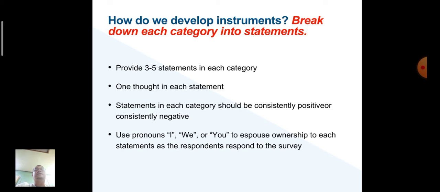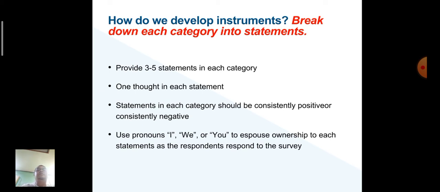The answer is by breaking down each category into statements. We provide 3 to 5 statements in each category. There should only be one thought in each statement. And statements in each category should be consistently positive or consistently negative.